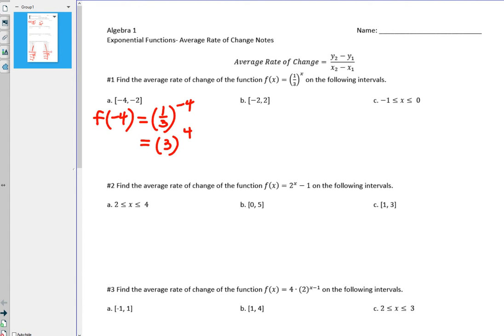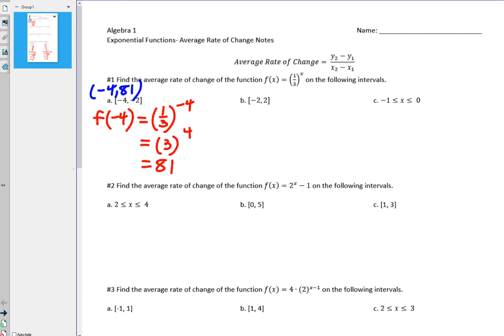So 3 to the 4th is 81. So 1 point here is going to be negative 4 comma 81. Let me do that in blue. Negative 4, 81. This is, by the way, the homework for this week, 17. That's what it's all on. And Khan Academy has pretty good lessons on this, so it would be a nice thing for you to do. Get it done already tonight, so you can start working on your final review.